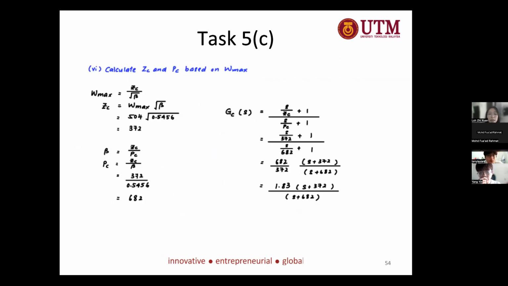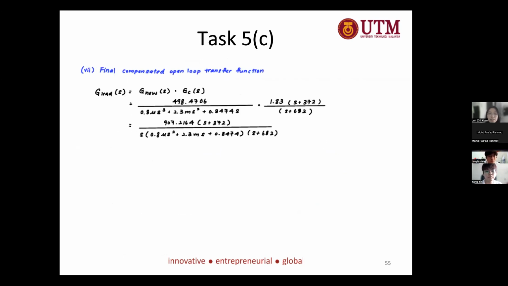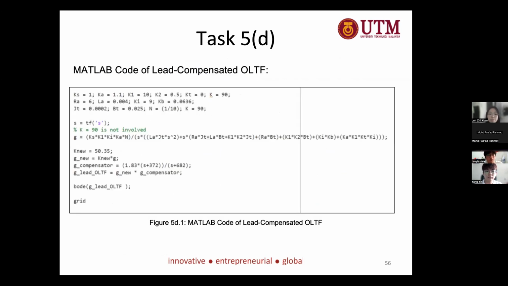By using the omega max, we can obtain the ZC and PC. Then we get the compensator transfer function. This is the final compensated open loop transfer function, obtained by multiplying the GNU and the GC. This is our lead compensated open loop transfer function, and this is the MATLAB code.